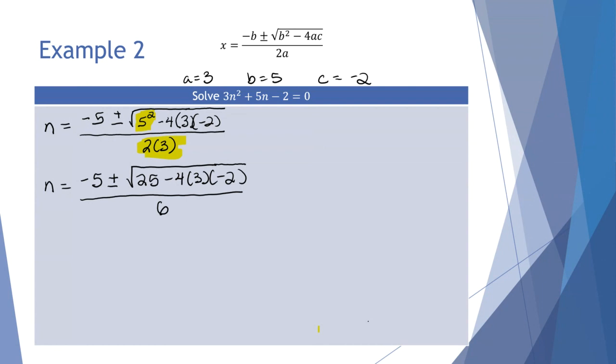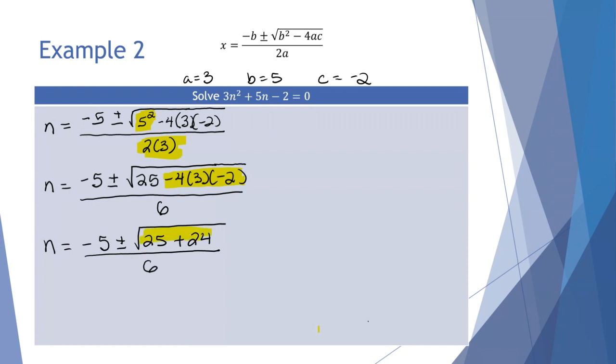Next is to simplify inside the square root. So I need to do this multiplication here. I have a negative 4 times a negative 2 there. There's going to be 2 negatives, so I'm going to get a positive out. So I have n equals negative 5 plus or minus square root of 25 minus 4 times 3, which is negative 12. Negative 12 times negative 2 is a positive 24, so that's plus 24. And then that is over 6.